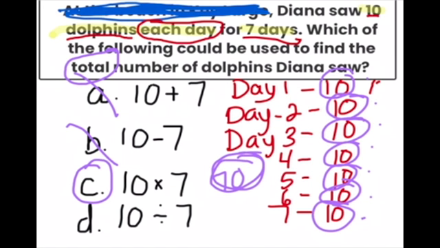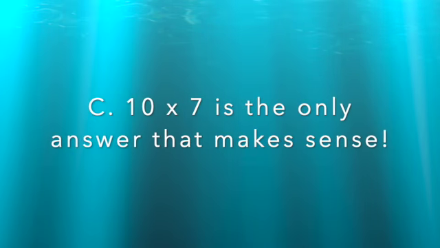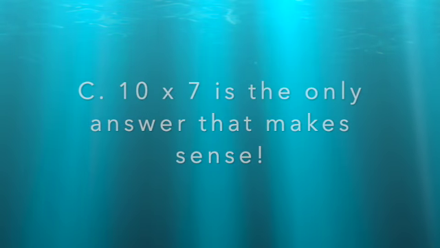Let's just look at D and make sure that we're not missing anything, because it's always important to consider all of our answers. 10 divided by 7. Well, in 3rd grade, that would give us a decimal, and we don't solve for decimals. Therefore, D cannot be an answer, and our final answer is C, 10 times 7.